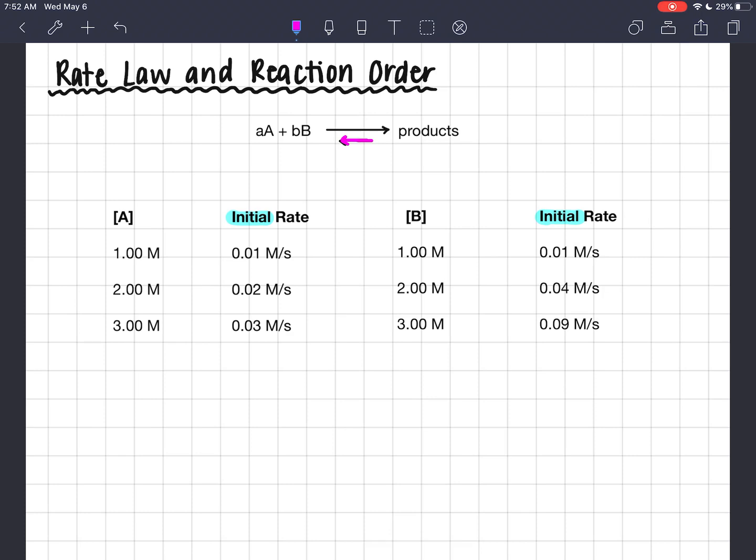Most reactions have a forward direction where the reactants make the products, but they also have a reversible direction where the products go back to being the reactants. And this is most reactions. There's very few reactions that only exclusively go in one direction. So because there's a reverse direction, this reverse direction affects the rate of the reaction.